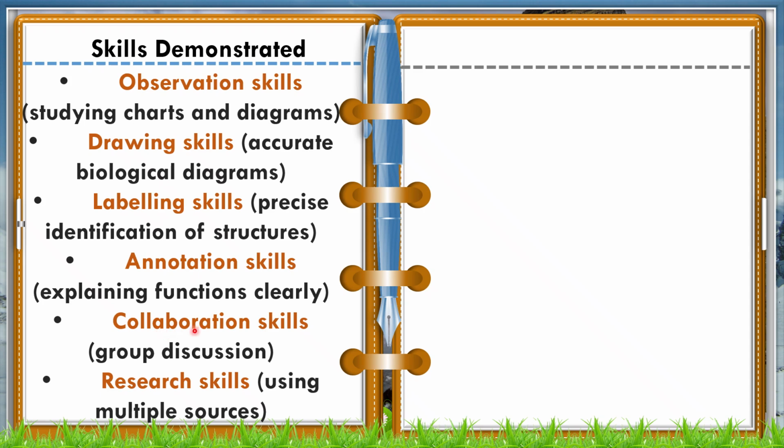We need correlation skills. You discuss together in the group and you agree. Then the research skills, here you use multiple sources.